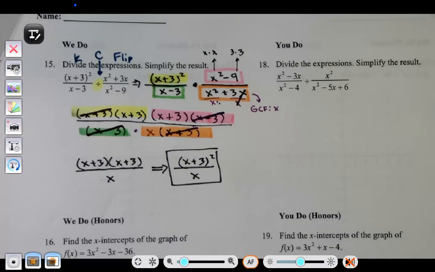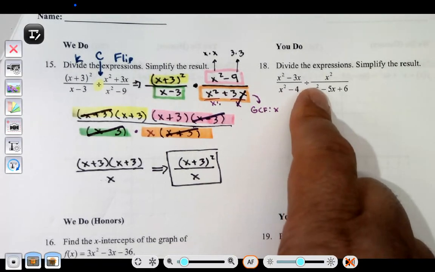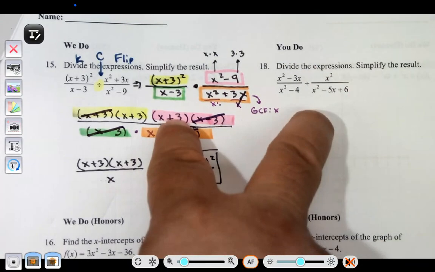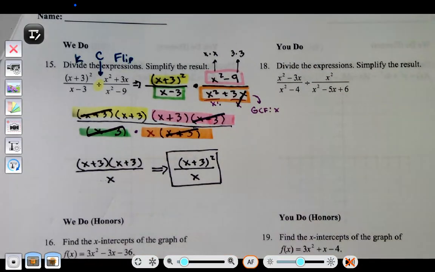All right, now don't forget, you do have U-Dos to try out. You don't have to do the honors questions if you're not in the honors class, but you need to do all the U-Dos up to number 18. So let's get to work, let's practice and get ready for this final.